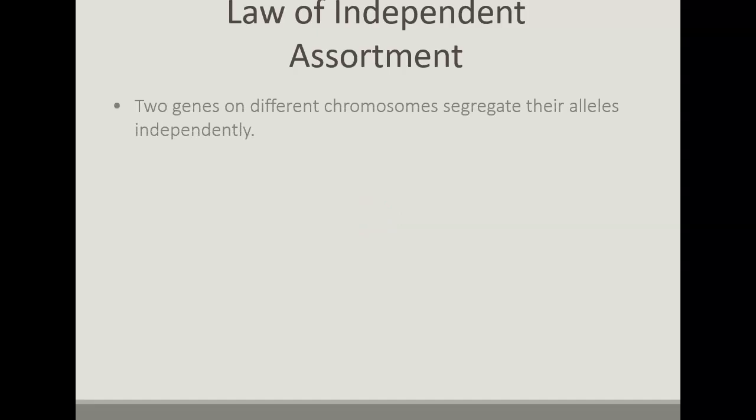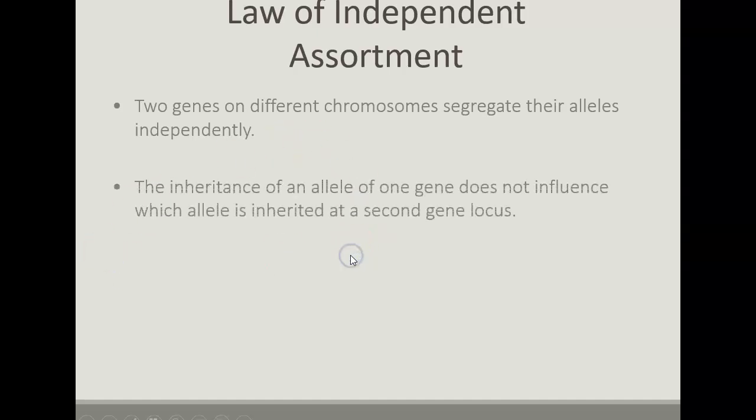The law of independent assortment says that 2 genes on different chromosomes will segregate their alleles independently. So what does that mean? It means when you inherit one allele for a particular trait, it does not influence which allele for the other trait you're going to inherit. The idea here is that traits don't follow each other. So you have an equal chance, depending on if your parents had those alleles to pass on, of being tall and having purple flowers as you would of being tall and having white flowers. So traits don't follow each other.